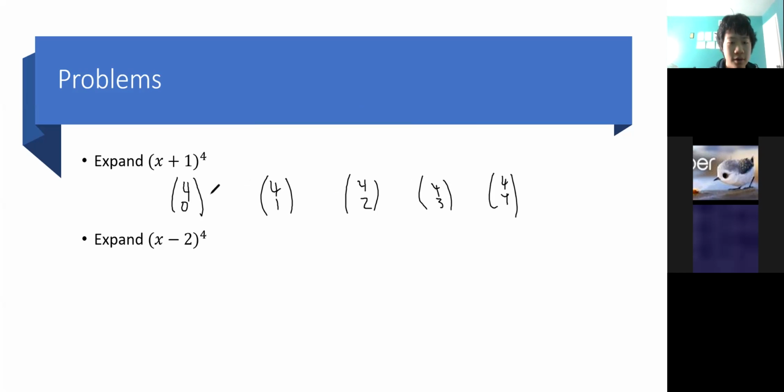Right, so now the next part is figure out the x. Well, the first term is going to have x to the 0. Next term is going to have x to the 1, x squared, x cubed, and x to the 4. Then I've got to figure out the y. The first one has y to the 4th. The second one has y to the 3rd. The third one has y to the 2nd. The fourth one has y to the 1st. The last one has y to 0.